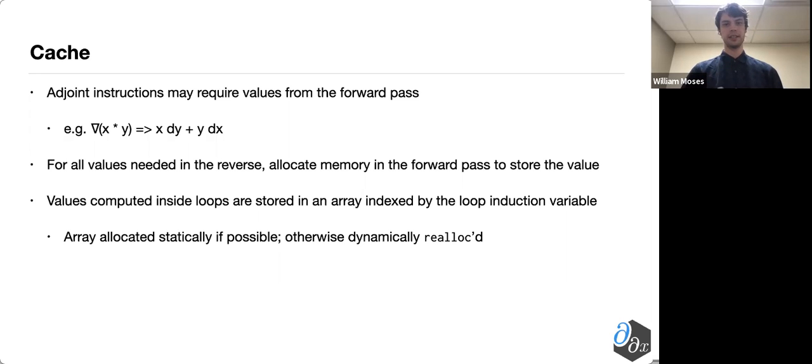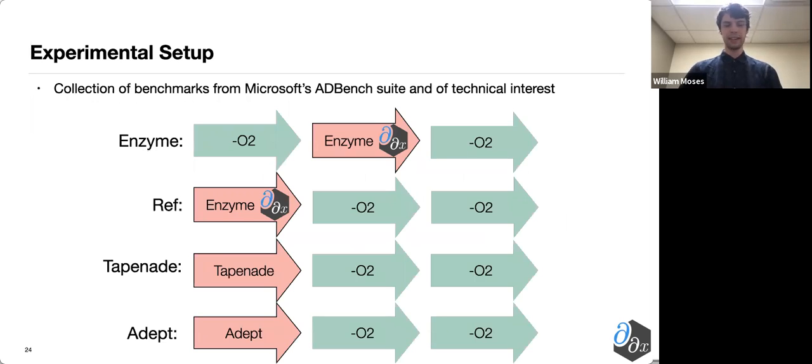And if these happen to be inside of loops, it will store an array that it will try to keep as a static array for performance if possible. But if it can't deduce the static bounds of the array, it will otherwise do a power of 2 reallocation. From here, we went ahead and said, let's go and see how this runs in practice.